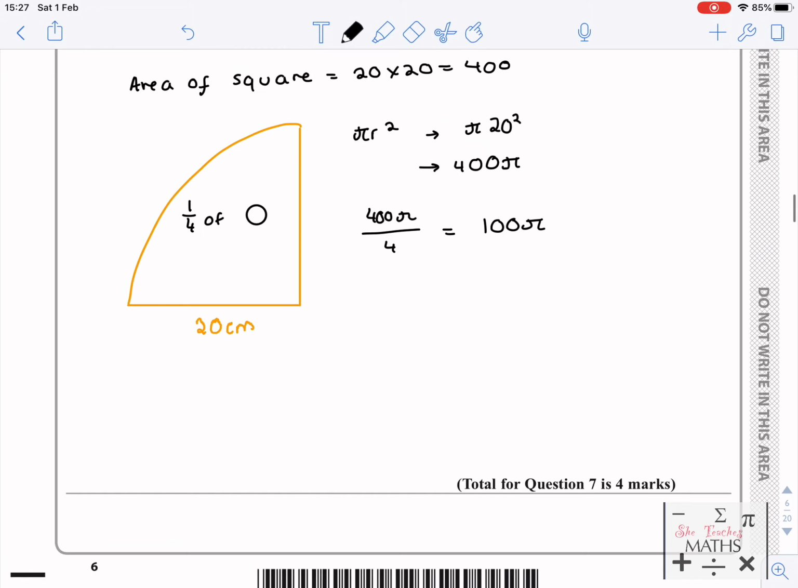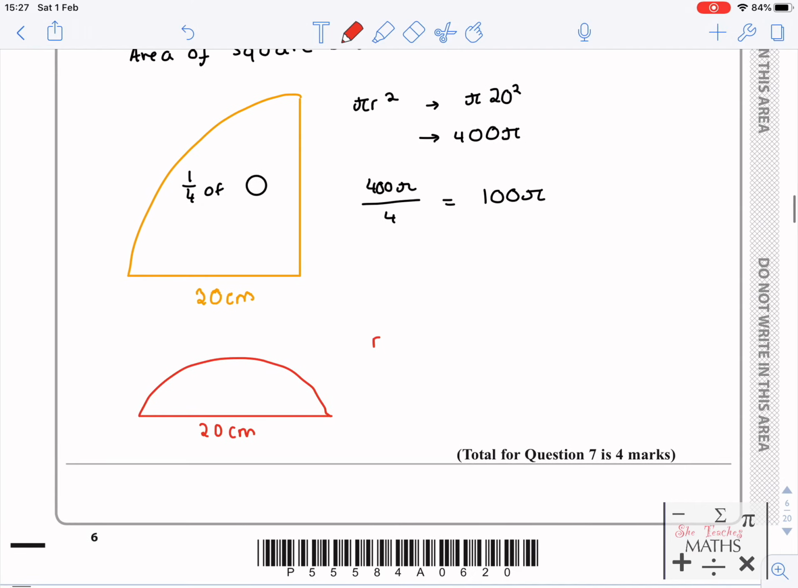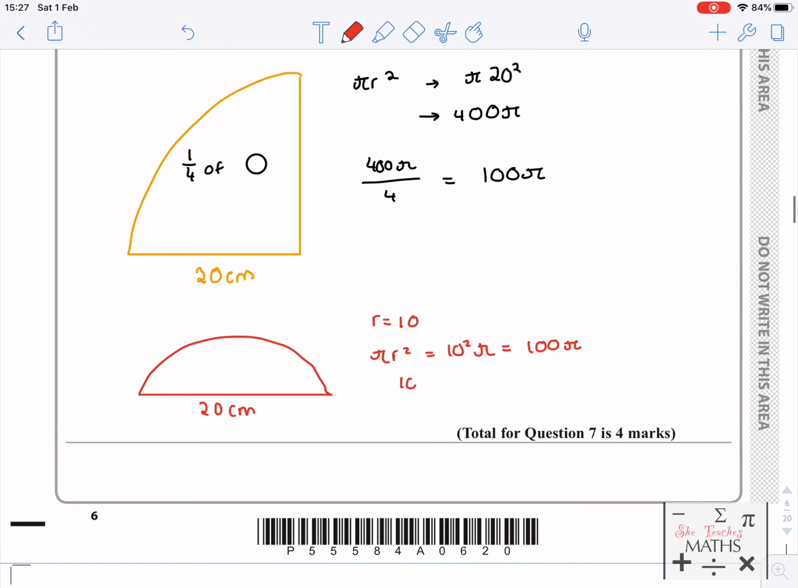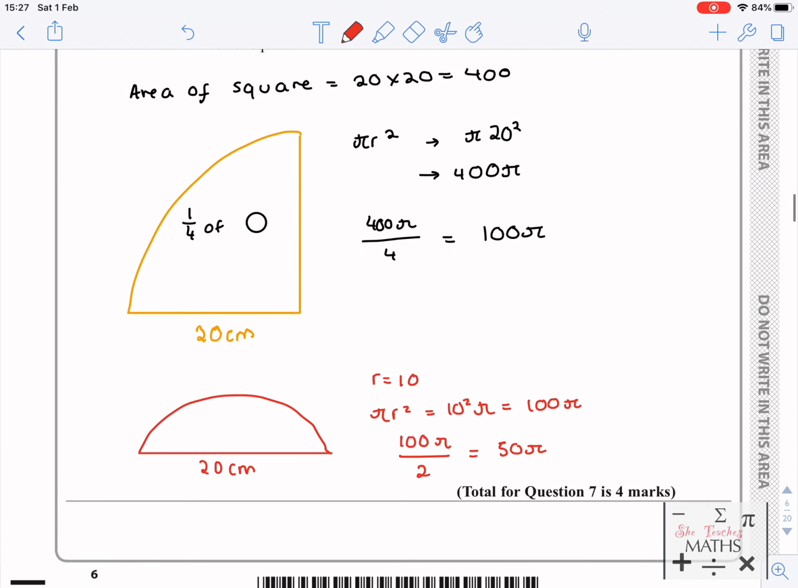So let's look at the semicircle now. We'll just do that in a different colour. So we'll have the semicircle, okay, and it's 20 centimetres, which is the diameter. So that means that the radius would be 10. Pi r squared would be 10 squared pi, which is 100 pi. But remember, this is only a half of a circle, so you've got to do 100 pi divided by 2, which is 50 pi.